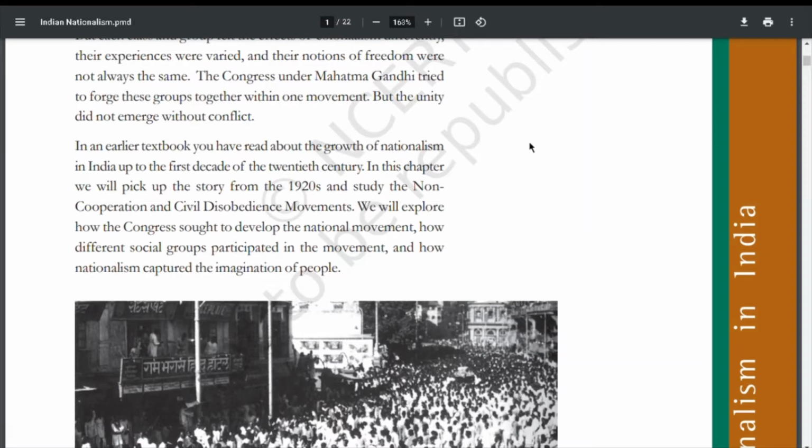In an earlier textbook, you have read about the growth of nationalism in India up to the first decade of the 20th century. In this chapter, we will pick up the story from the 1920s and study the non-cooperation and civil disobedience movements. We will explore how the Congress sought to develop the national movement, how different social groups participated in the movement, and how nationalism captured the imagination of people.